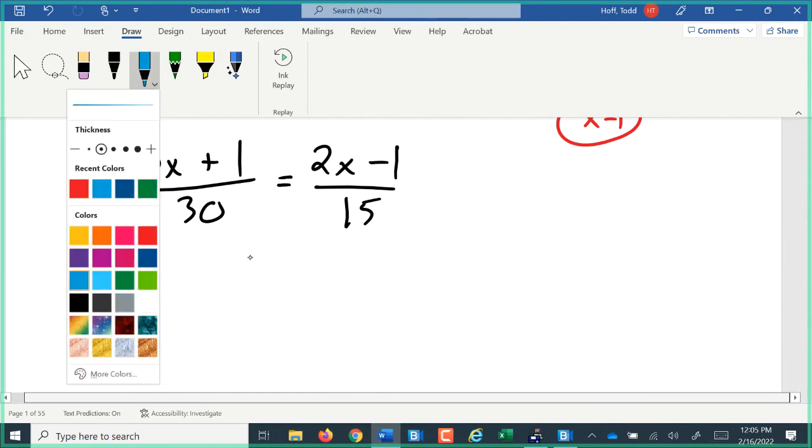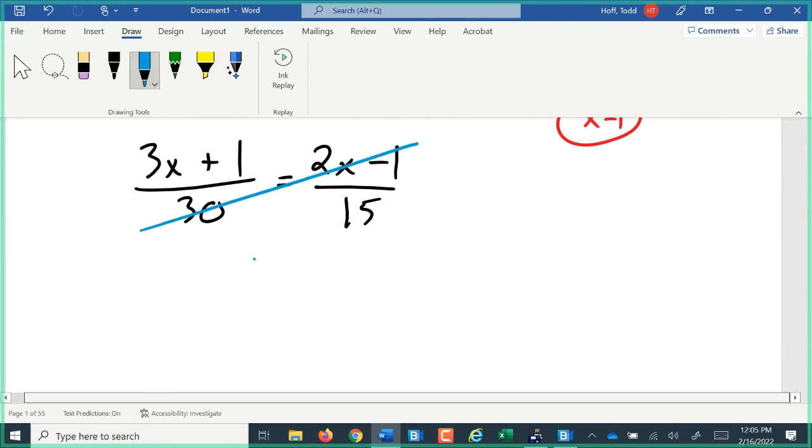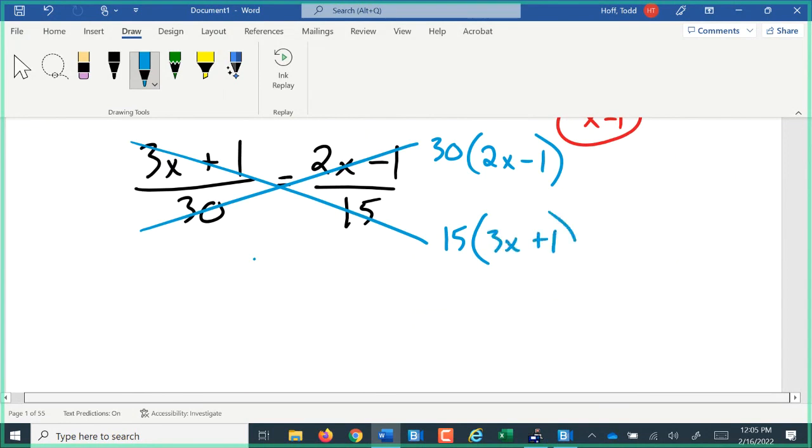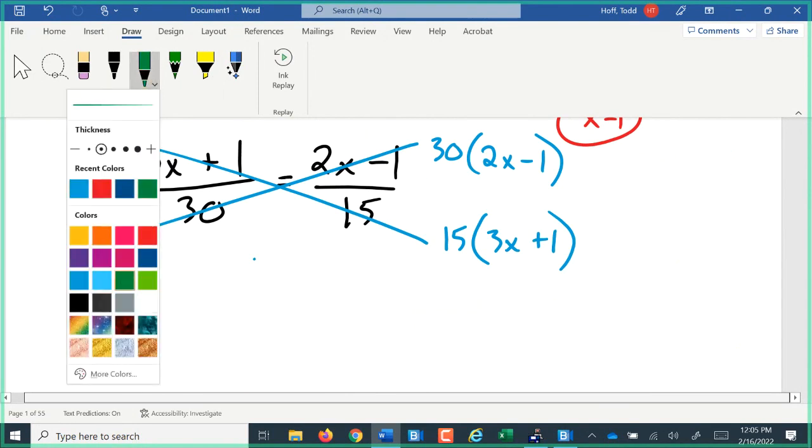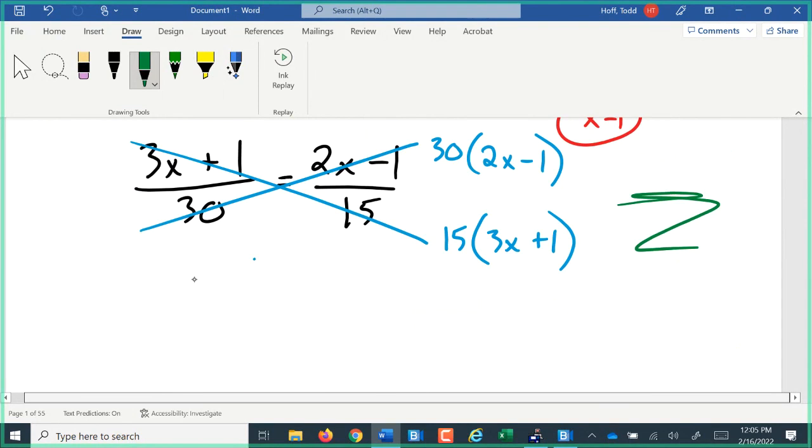Going this way, we have 30 times 2x minus 1. Going this way, we'll have the 3x plus 1 times 15. Well, I'm going to put the 15 first, so 15 times 3x plus 1. And then I can write that as the equation. I'm going to write it down below since I don't have a lot of room over here. 30 times (2x - 1) equals 15 times (3x + 1).